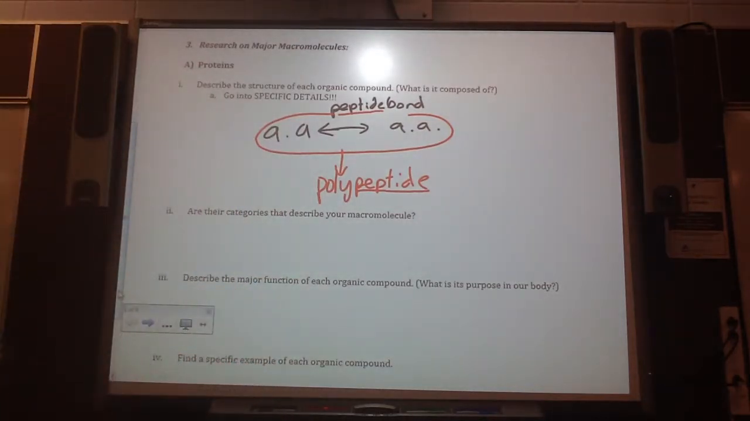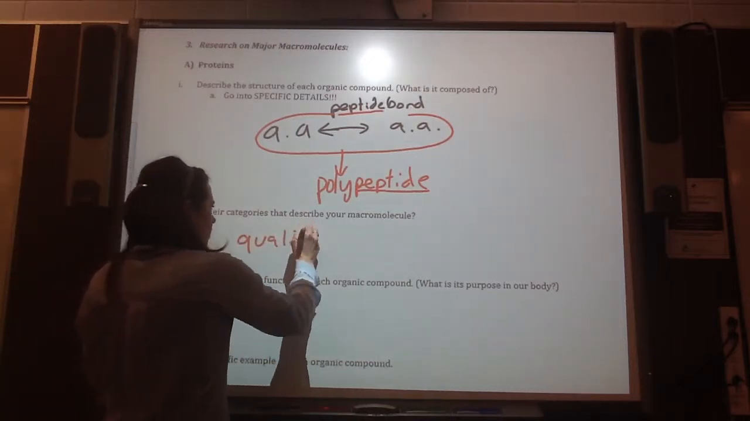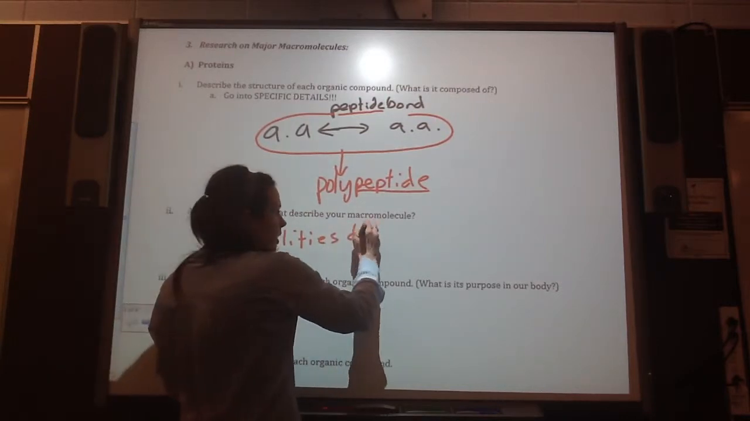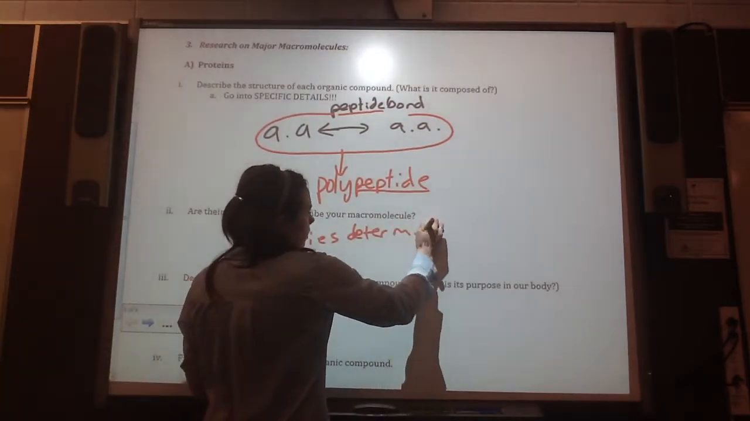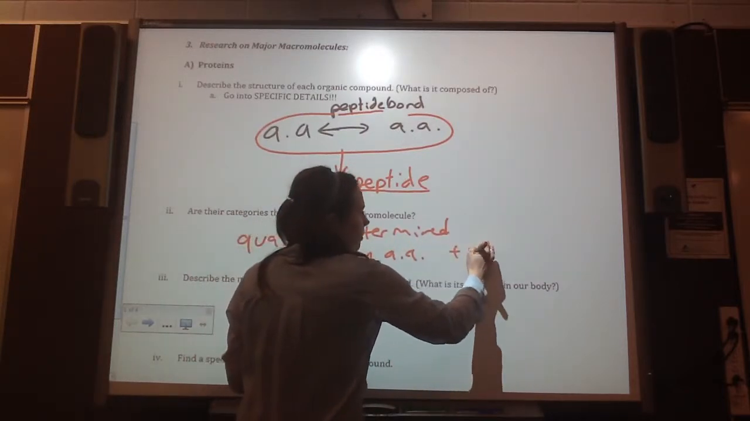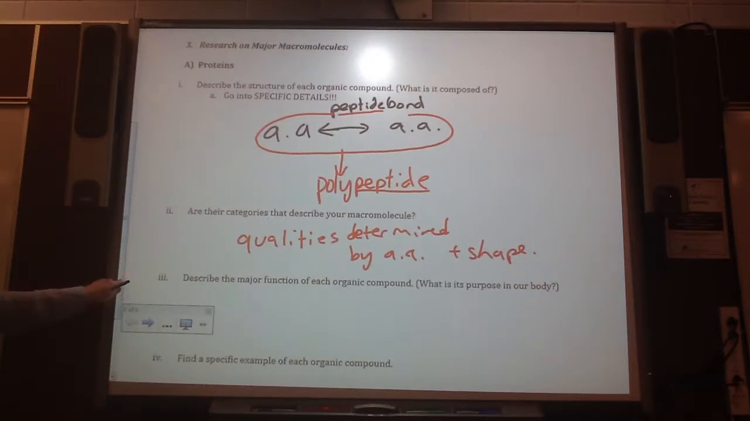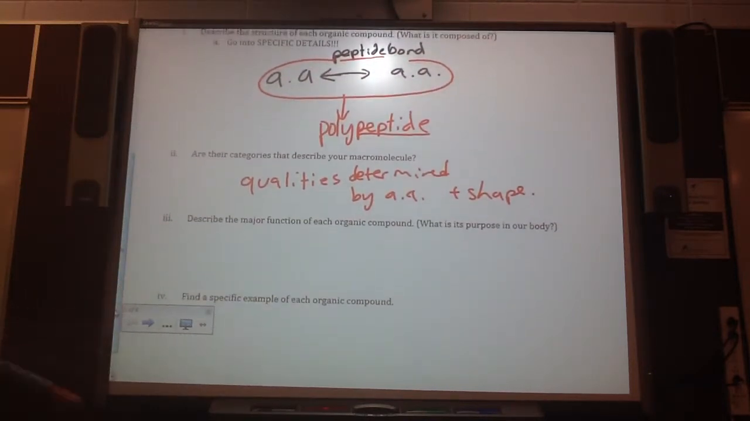Okay, categories of proteins. What categories were there for proteins? So what do we say about proteins' character? We said their qualities are determined by the types of amino acids, and the shape that they're put together in. Good, okay. What's the major function of proteins?